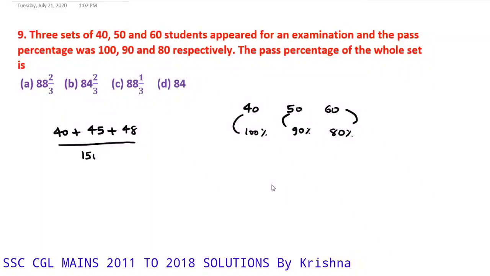Total is 150. So here 40 plus 45 plus 48 gives us 133, by 150, into 100%, which gives us 133 into 2 is 266 by 3, which will be equivalent to 88 2 by 3%.